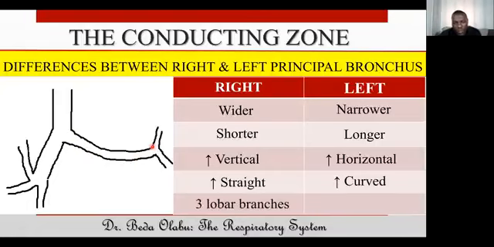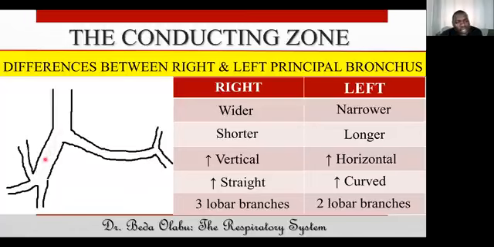Lastly, we can compare the number of secondary bronchi each of the main bronchus gives us. The right main bronchus gives us 3 secondary bronchi, 3 lobar bronchi. The left main bronchus divides into 2 lobar bronchi. So these are the differences between the right and the left main bronchus. These differences are of clinical importance. This way, look, this is the carina.